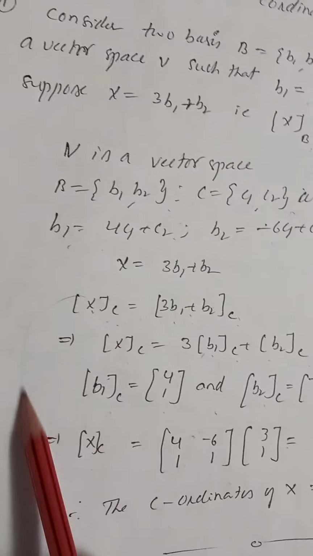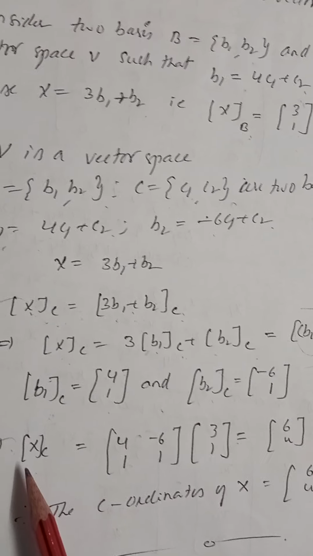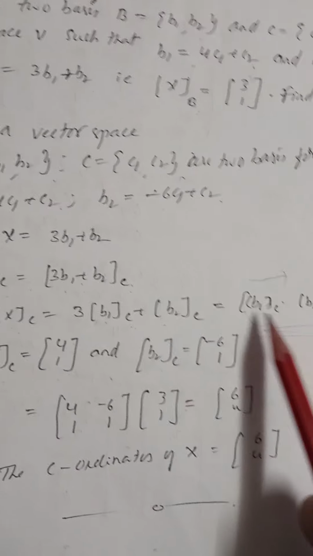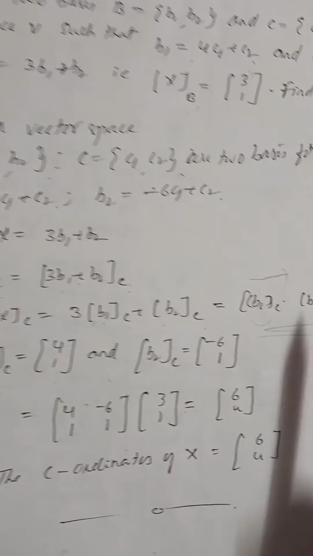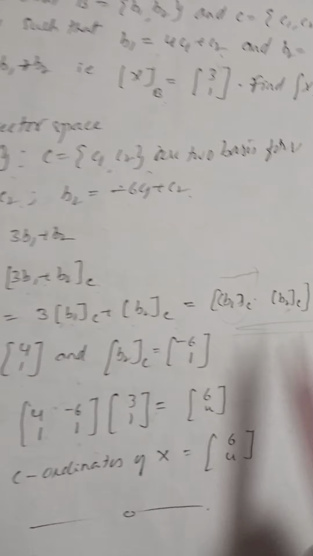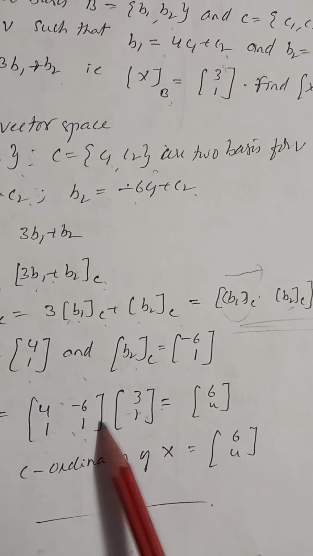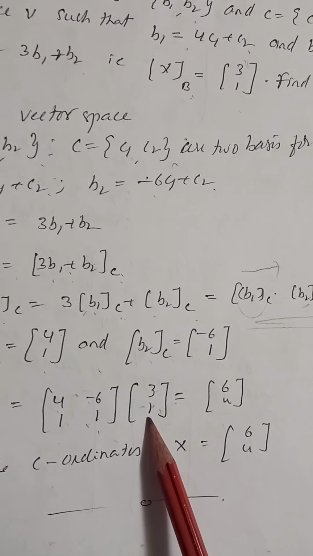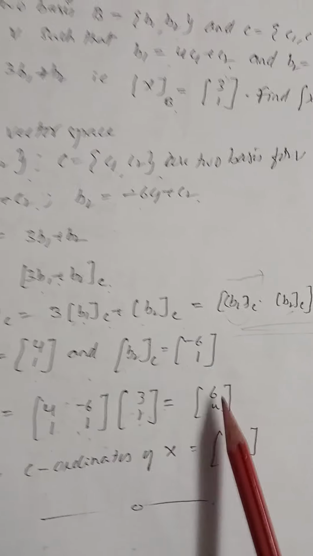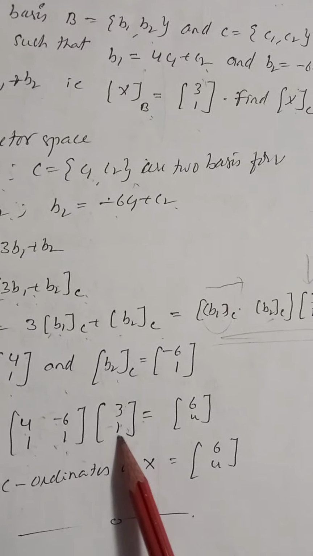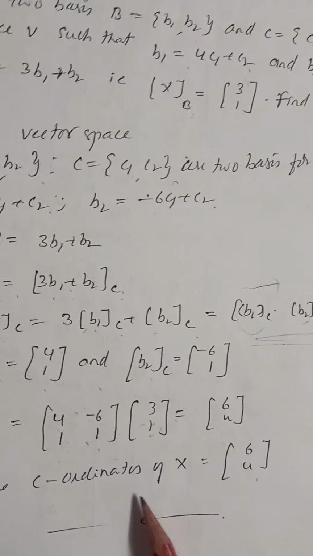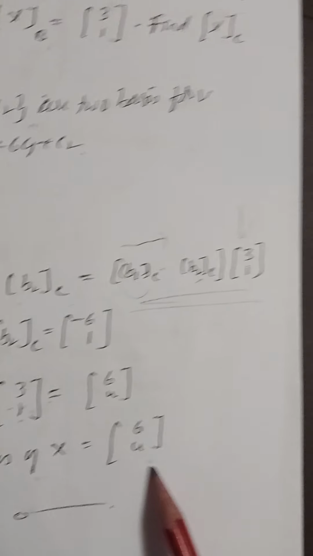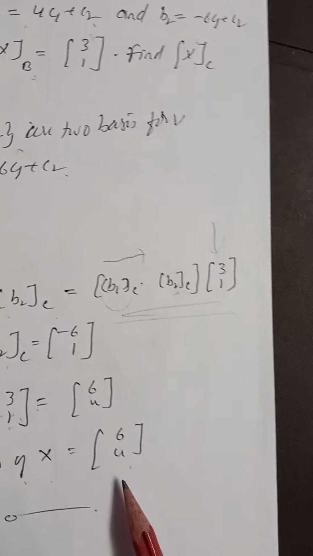Therefore [x]_C, the coordinate vector of x with respect to the basis C, is equal to the matrix with columns 4, 1 and minus 6, 1, multiplied by 3, 1. Just multiply these, and you will get 6, 4. 4 into 3 minus 6 into 1 is 12 minus 6, which is 6. 1 into 3 plus 1 into 1 is 4. Therefore, the coordinates of the vector x with respect to the basis C is the column 6, 4.